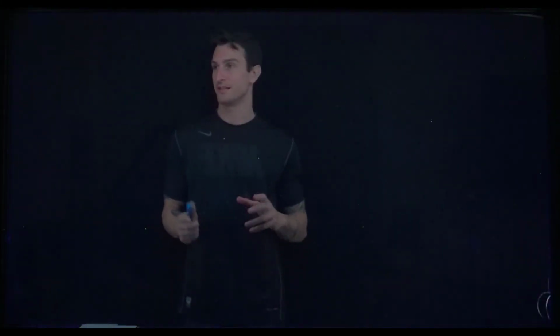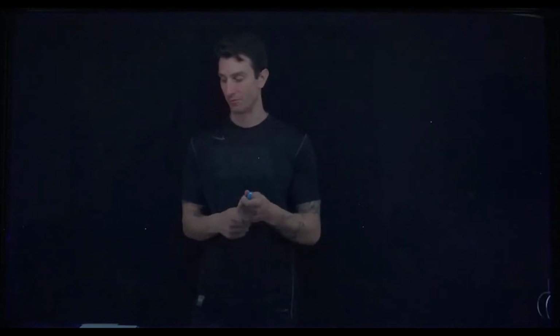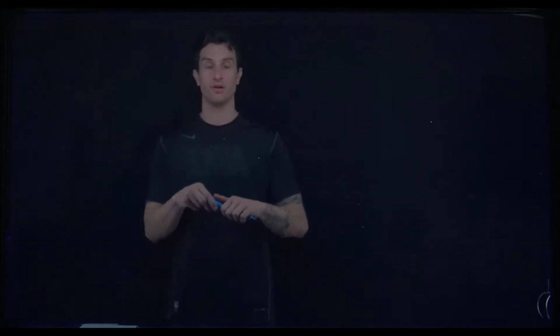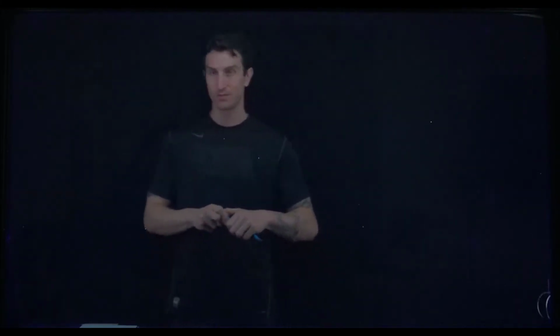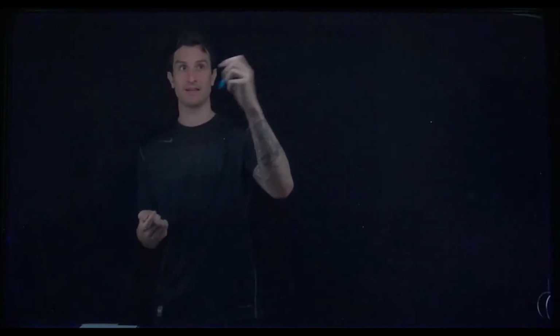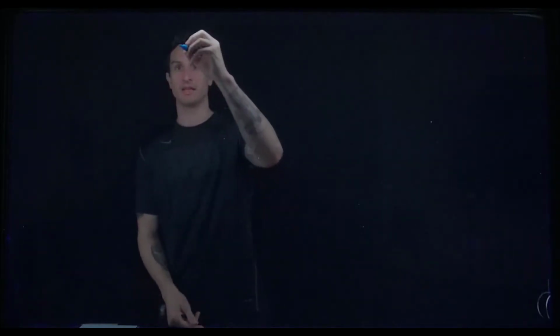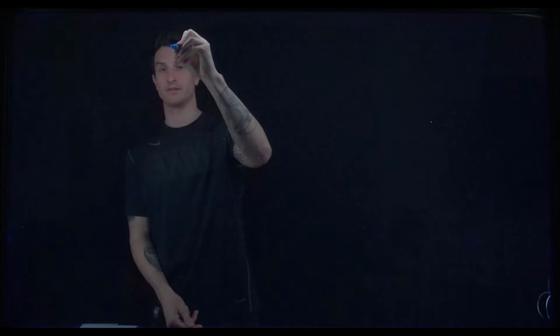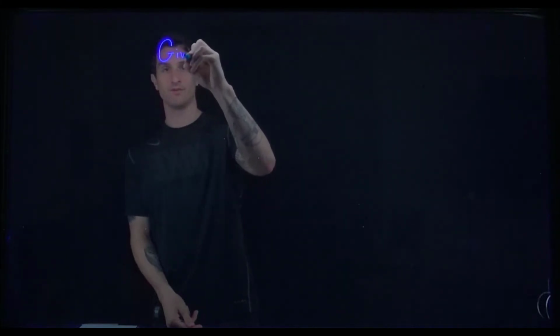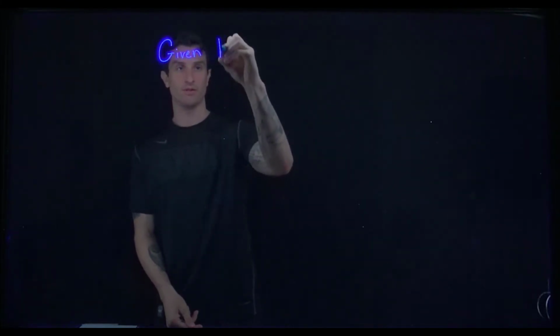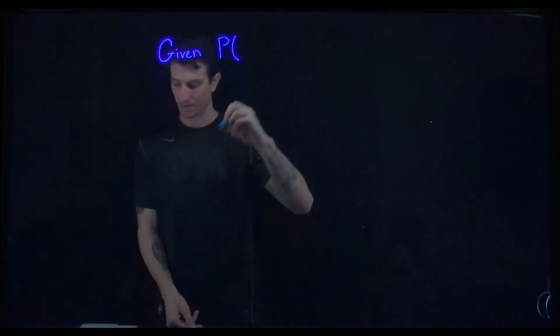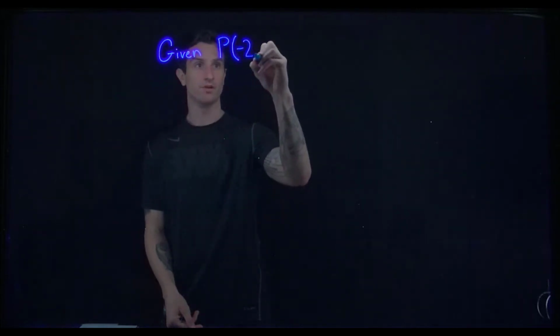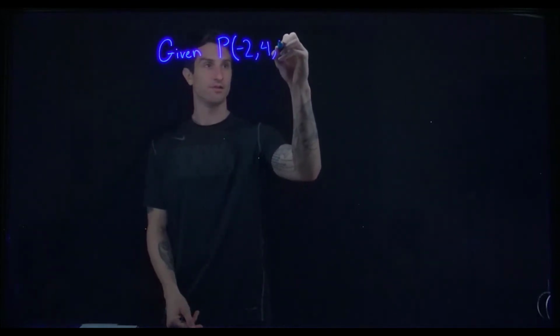All right, now let's take what we learned in the first part and we'll do some examples, right? So first example, we'll start off with an easy one. We'll say we're going to find the equation of a line, and I'm going to give you a point. Let's say, given point P, and let's go ahead and do -2, 4, and 5.